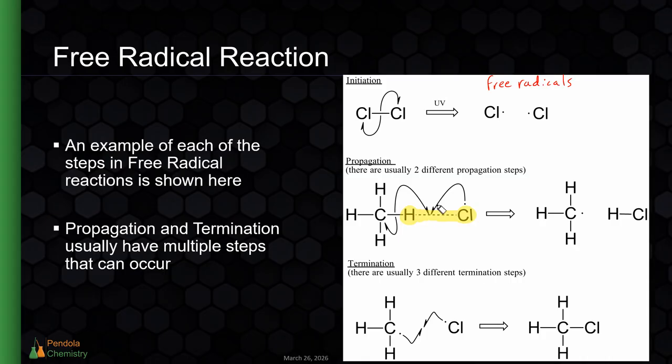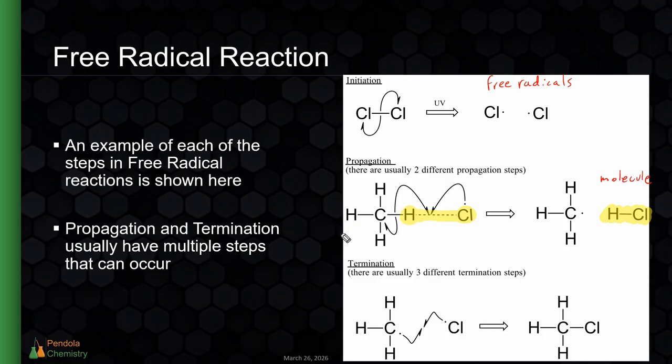Again, notice the half-headed arrows. So the chlorine uses one electron to create a bond, to go into the bond. The hydrogen takes one electron from its bond with carbon to put into the bond. That creates our single bond and our HCl molecule. So this leads to the creation of a molecule and the chlorine free radical being gone.